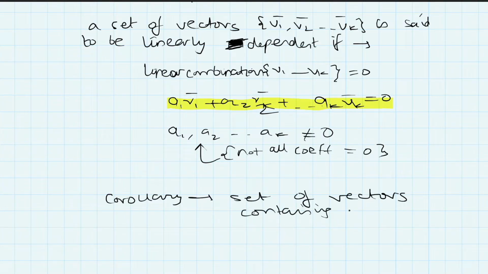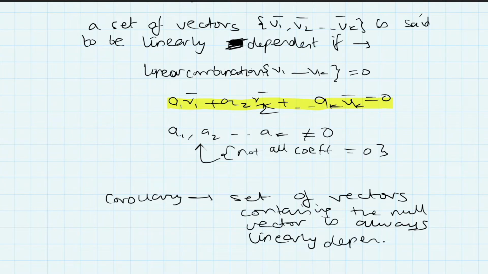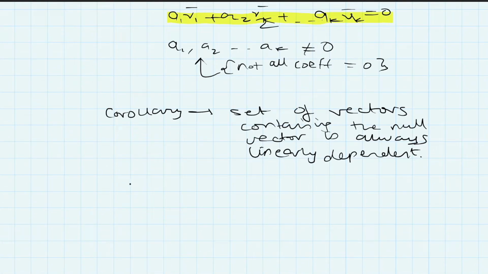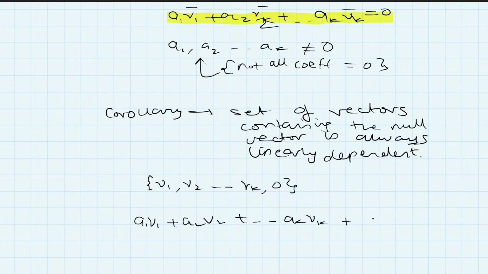A corollary here is that a set of vectors containing the null vector is always linearly dependent. What do I mean by that? It's very important to understand what I mean by this. Say we have a set of vectors v1, v2 and up till vk, also including the 0 vector. So what I'll do, I will do a1 v1 plus a2 v2 plus up until ak vk, plus let's say gamma times the 0 vector is equal to 0.